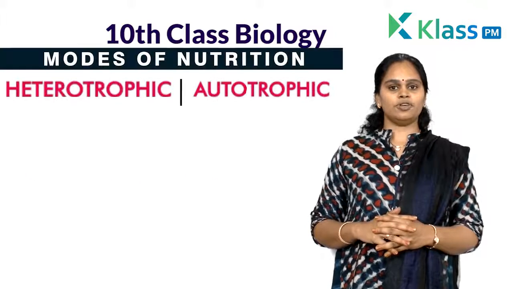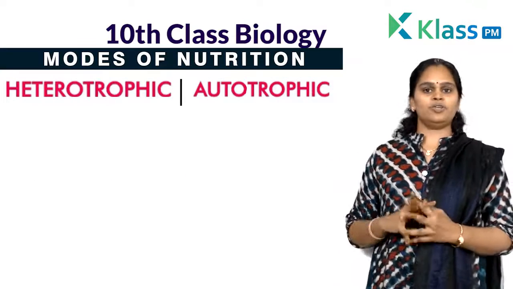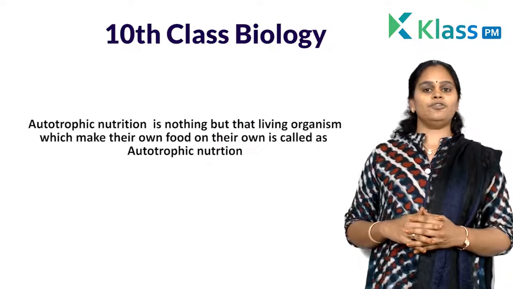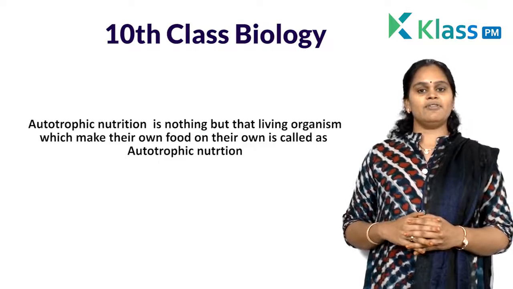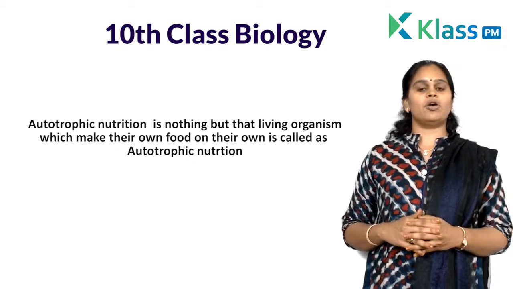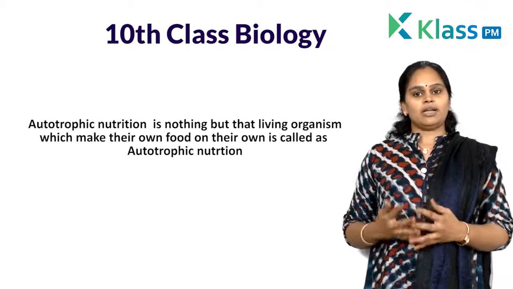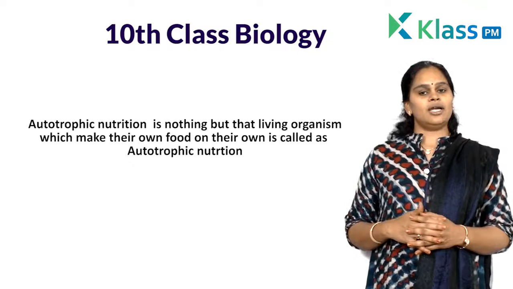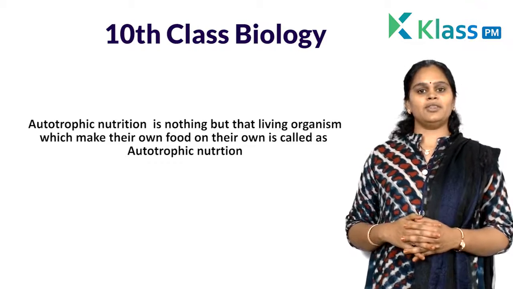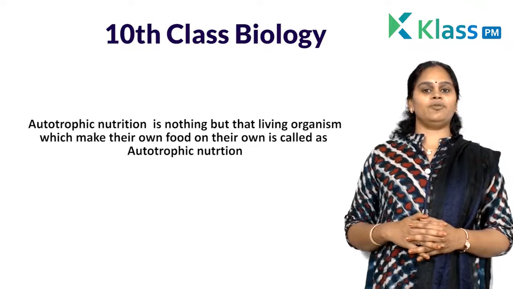That is autotrophic nutrition and heterotrophic nutrition. What is autotrophic nutrition? Autotrophic nutrition is nothing but the living organisms which make their food on their own, and those which cannot make their food on their own are called heterotrophic nutrition. So all heterotrophs depend upon the autotrophs for their food.